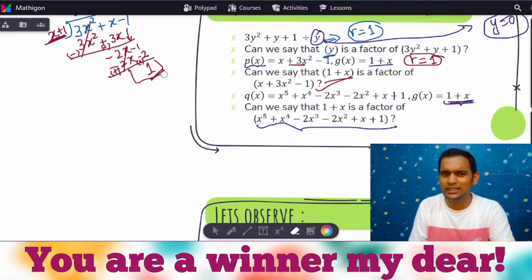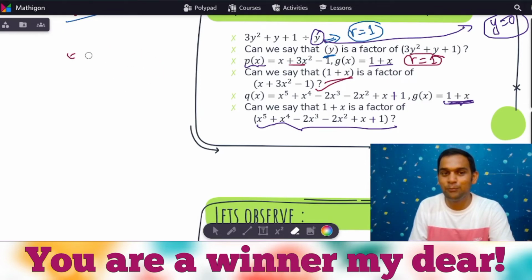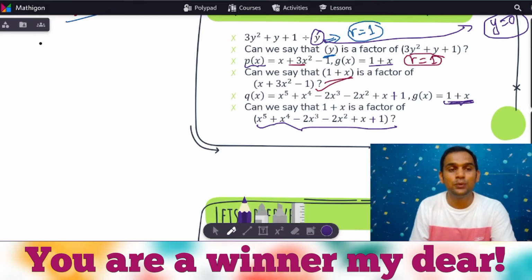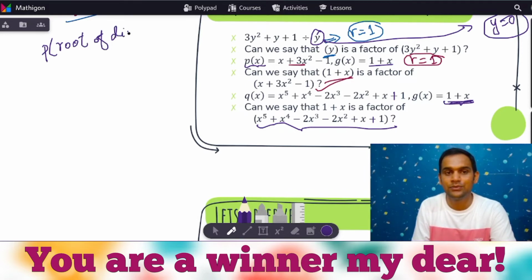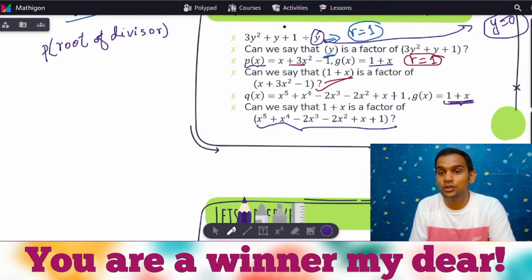Now do not get confused. This is a little new for you, so please pay attention. You will understand it really nicely. So we have to find p of the root of the divisor. What is the number for the root of the divisor, 1 plus x? It will be minus 1. So we have to find the value of p of minus 1.